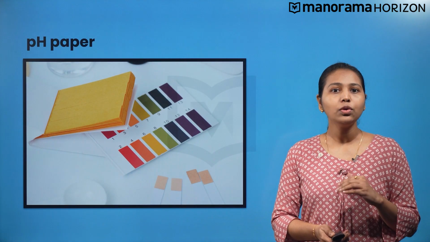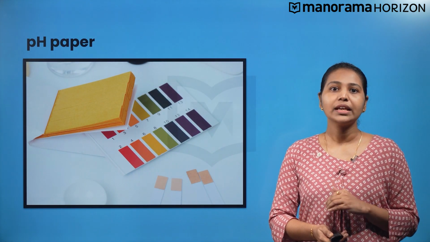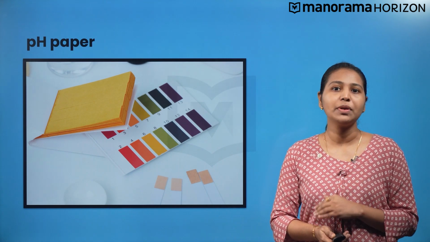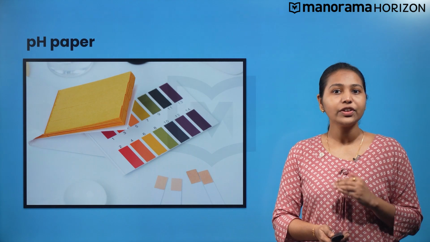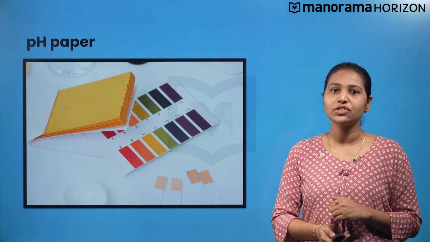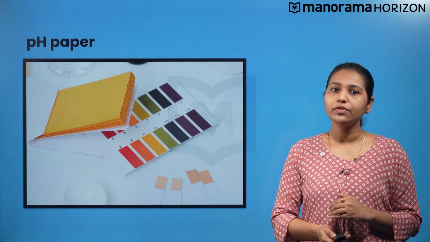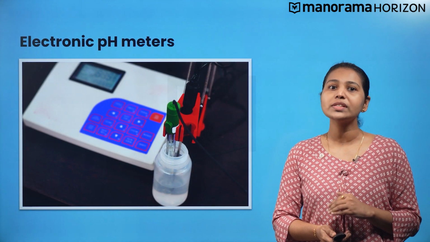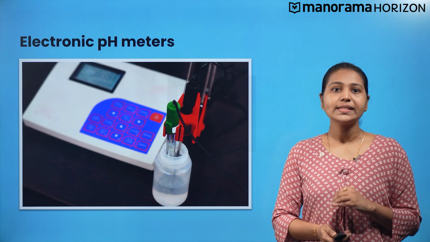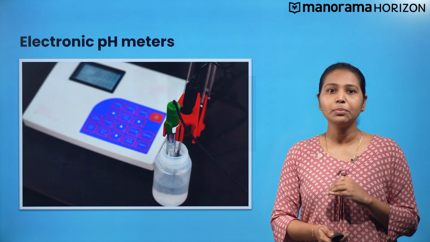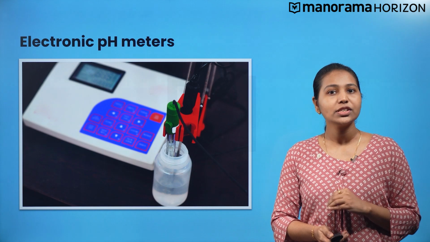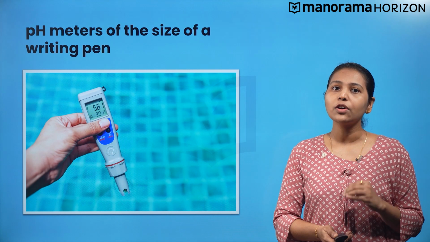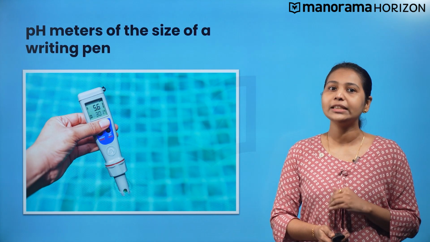Now let us see how to measure the pH of a substance. The pH of a solution can be found roughly with the help of a pH paper. The pH paper shows different colors in solutions of different pH. This provides an accuracy of approximately 0.5. Hence, for greater accuracy, you may use pH meters. This device measures the pH-dependent electrical potential of the test solution with a precision of 0.001. Nowadays, pH meters of the size of a writing pen are available in the market.